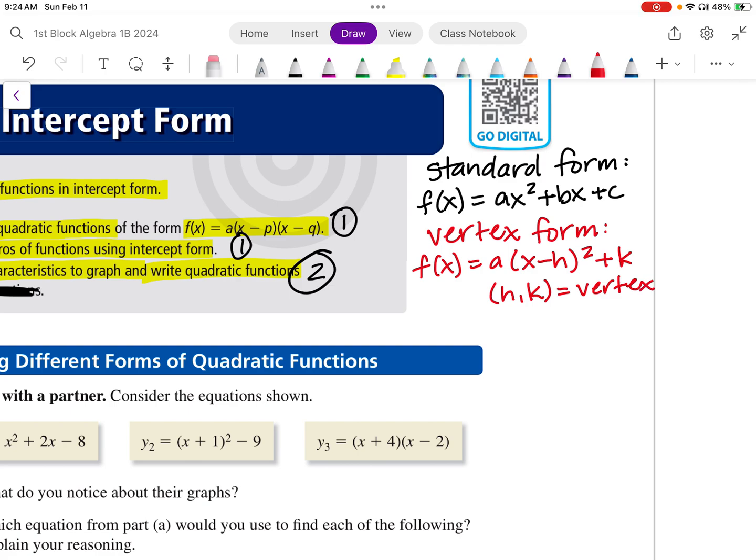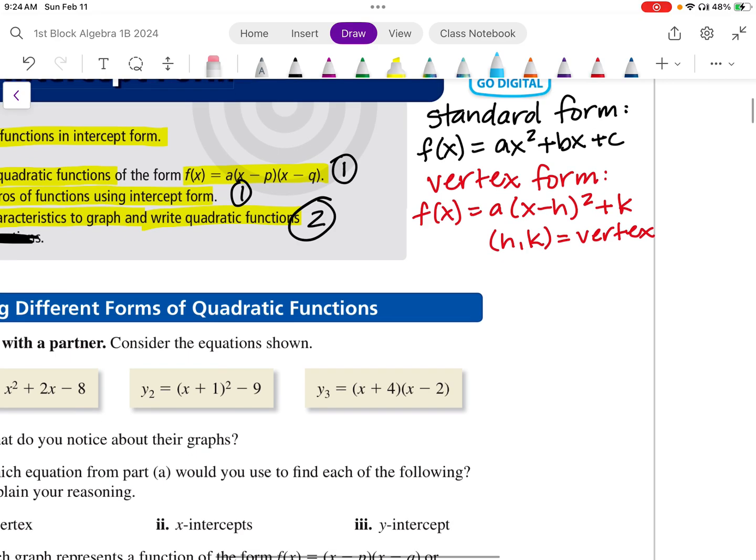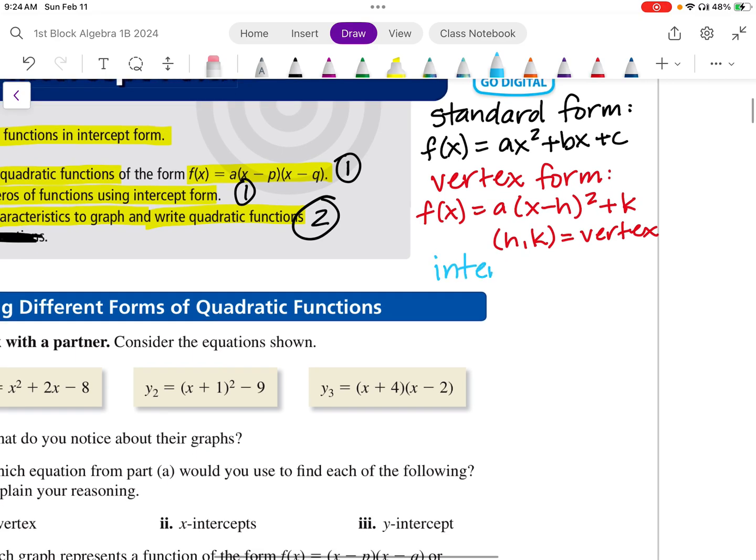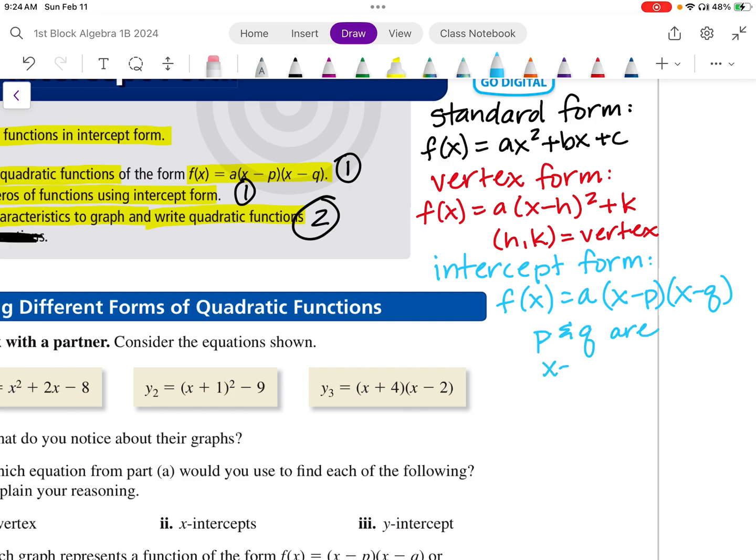Well, the last one that we're going to do today is intercept form. And now we're going to add 2 more variables into things, but I don't want you to get fixated on them because I think that you will quickly see this is just like something else we've been doing. F of x equals a times x minus p times x minus q, where p and q are x-intercepts.